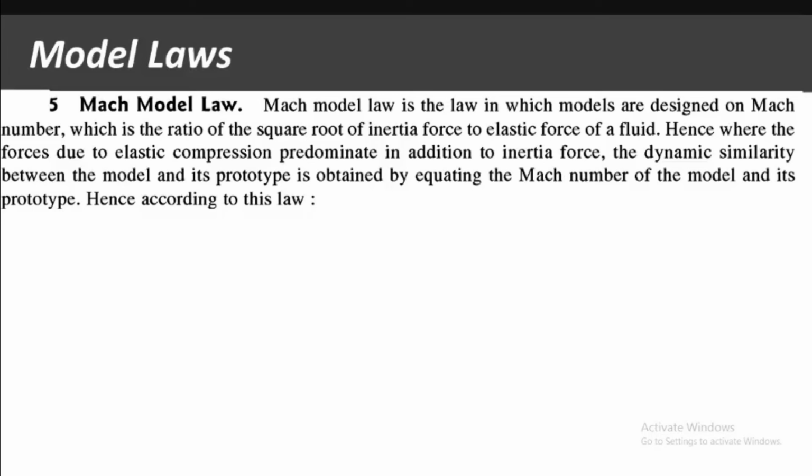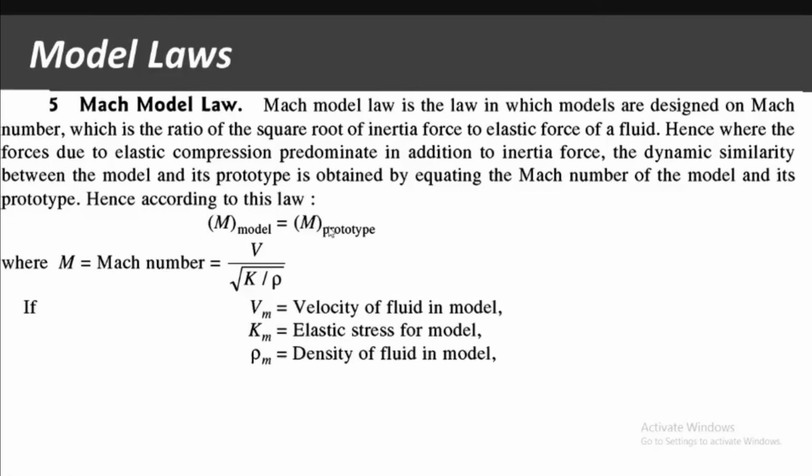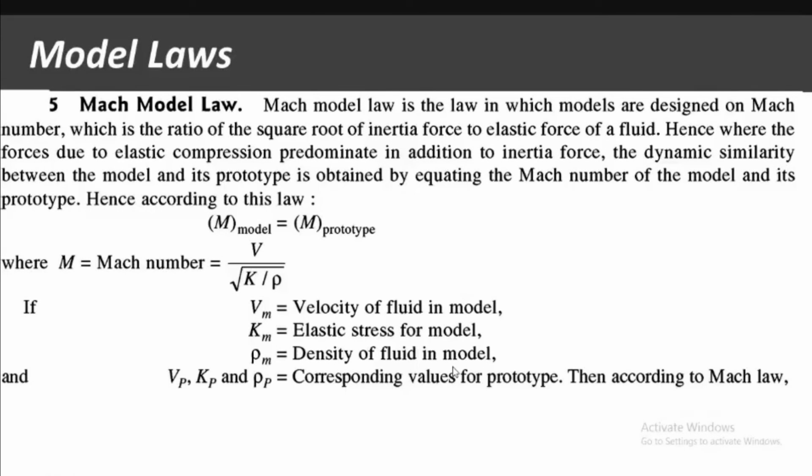As per the Mach model law, the Mach number of model and prototype should be equal. Therefore, according to this law, Mach number of model should equal Mach number of prototype. Here Mach number is the ratio of actual velocity divided by root of K by rho. If Vm is the velocity of fluid in model, Km is the bulk modulus for model, and rho m is the density of fluid in model, similarly Vp, Kp, and rho p are the corresponding velocity, bulk modulus, and density of the fluid for prototype.